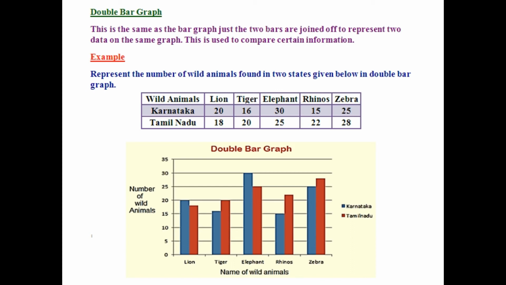Then rhinos you take: for Karnataka half of the unit, up to 15. Then Tamil Nadu 22 you take. Then zebra you take 25 and 28. 28 means after 25, 6 small divisions you have to take. Clear? So like this easily you can draw the bar graph, the double bar graph.